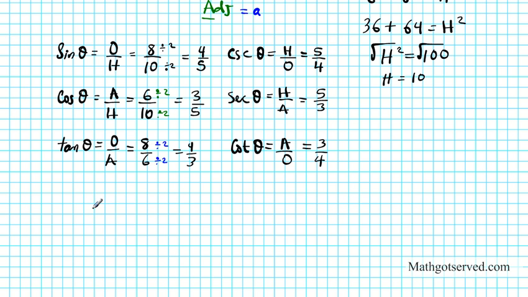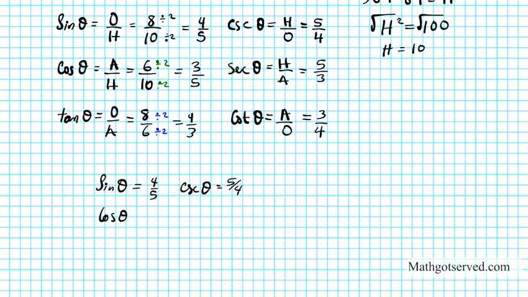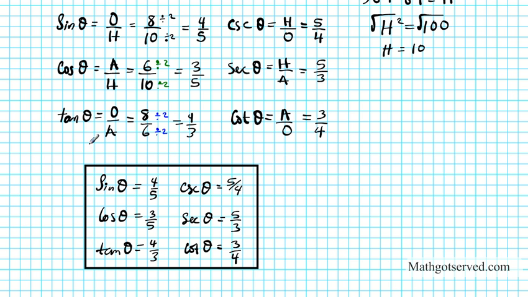Now let me organize them together in a list here. Sine theta is 4 over 5. Its reciprocal, cosecant theta, is 5 over 4. Cosine theta is 3 over 5. Its reciprocal, secant theta, is 5 over 3. Tan theta is 4 over 3. And its reciprocal, cotangent, is 3 over 4. Okay, so there goes all your six trig ratios. Now moving along to number 2.